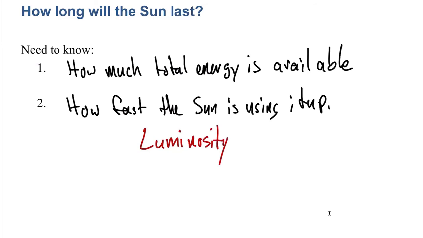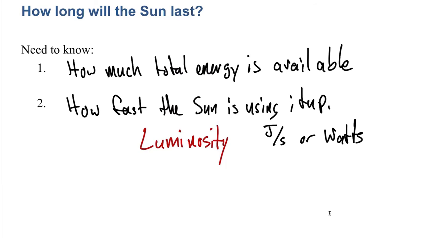You might remember luminosity has units of joules per second or watts. And in fact, a 60-watt light bulb consumes 60 joules of energy per second. Well, the sun, of course, is a much brighter light bulb than that, but we can measure that number directly. So how fast the sun is using it up is simply the sun's luminosity.